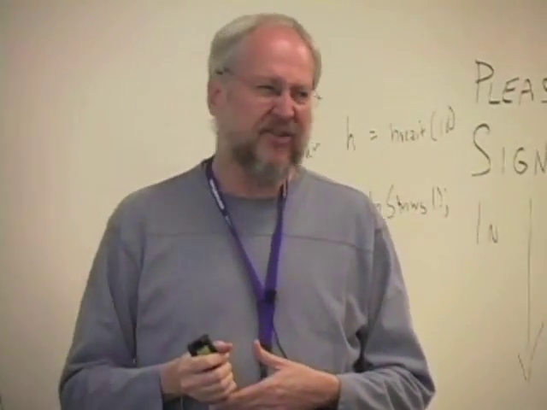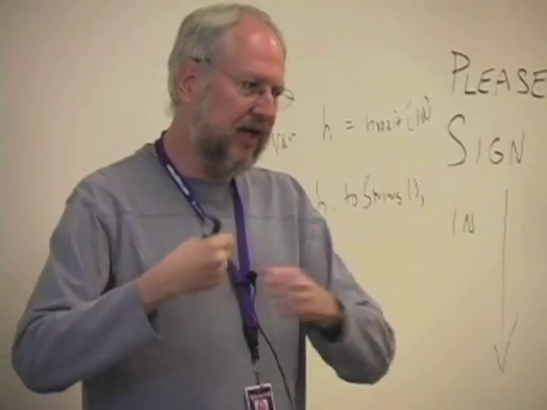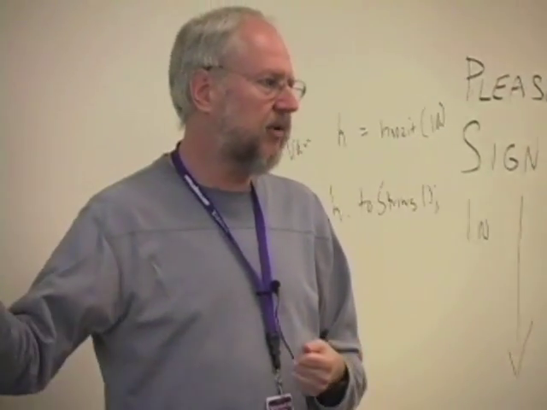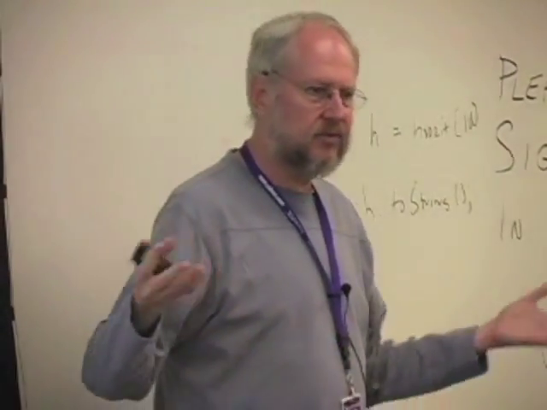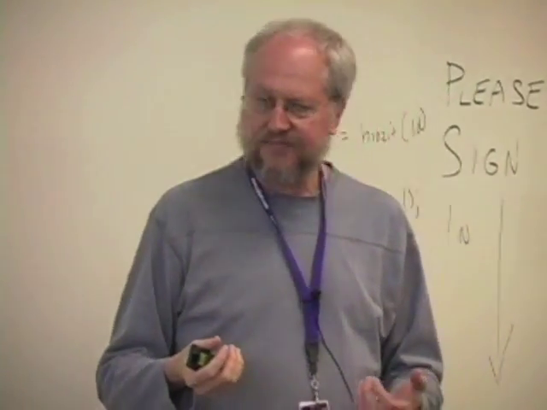So the first priority has to be correctness. Doesn't matter how fast it goes if it isn't right. And then optimize only when necessary. I often see that people, if their stuff is going too slow, don't consider algorithmic improvement. So it might be that they've got an n-squared algorithm going on, and they're trying to recode that and make it go as fast as possible. But it could be that there's an n algorithm available to them that doesn't matter how effectively it's written, it's going to run a lot faster.